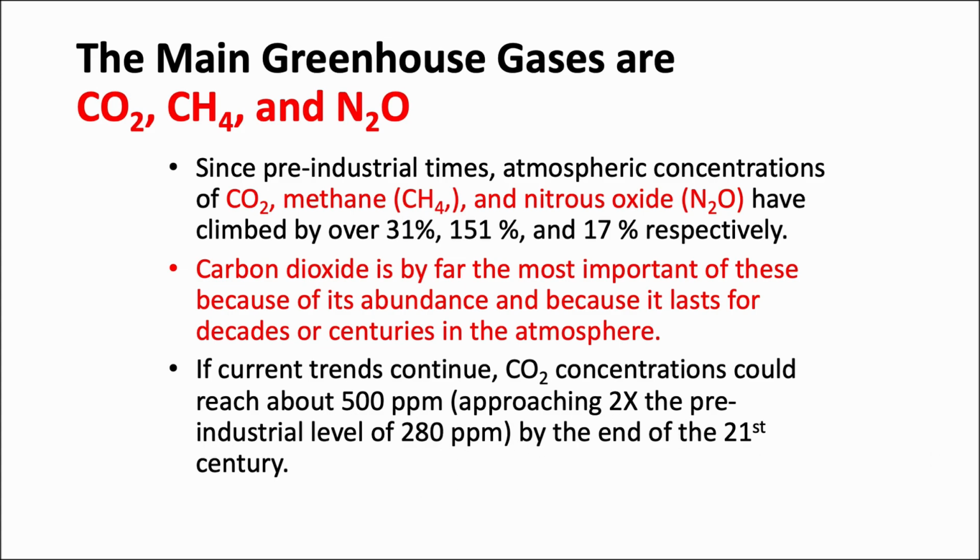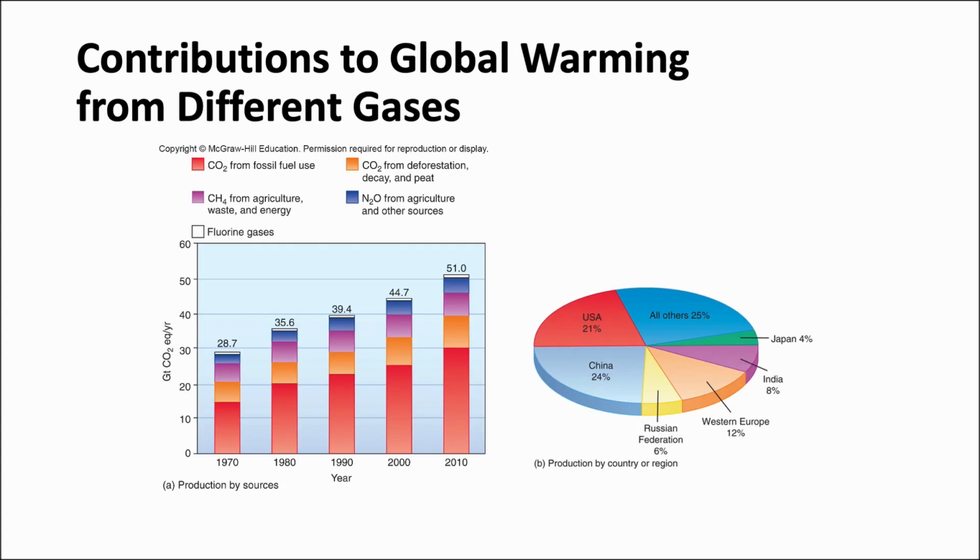So if current trends continue, CO2 concentrations will reach 500 parts per million, approaching 2 times the pre-industrial level. Before the Industrial Revolution, CO2 was around 280 parts per million. We have surpassed 400, getting closer to 450, and soon we're going to be in that 500 parts per million, which is not the best scenario.